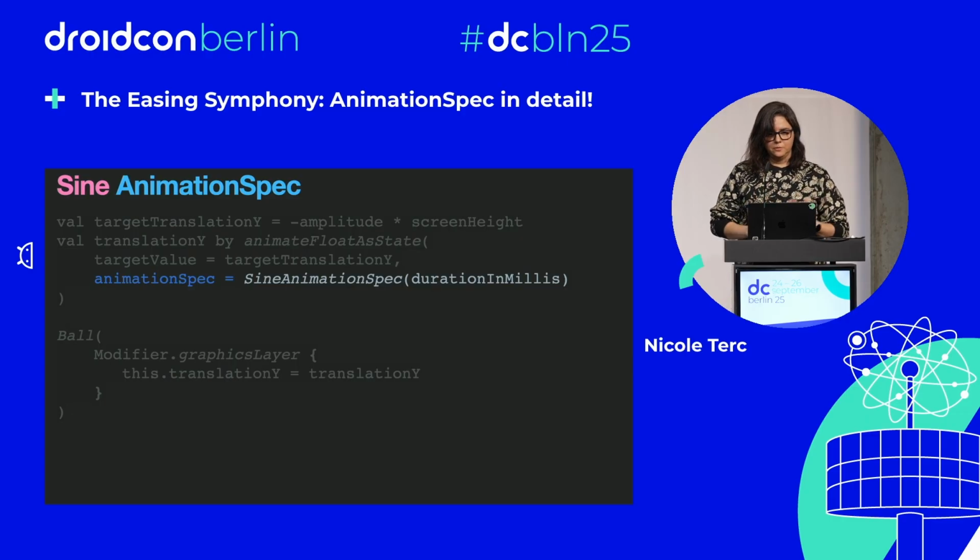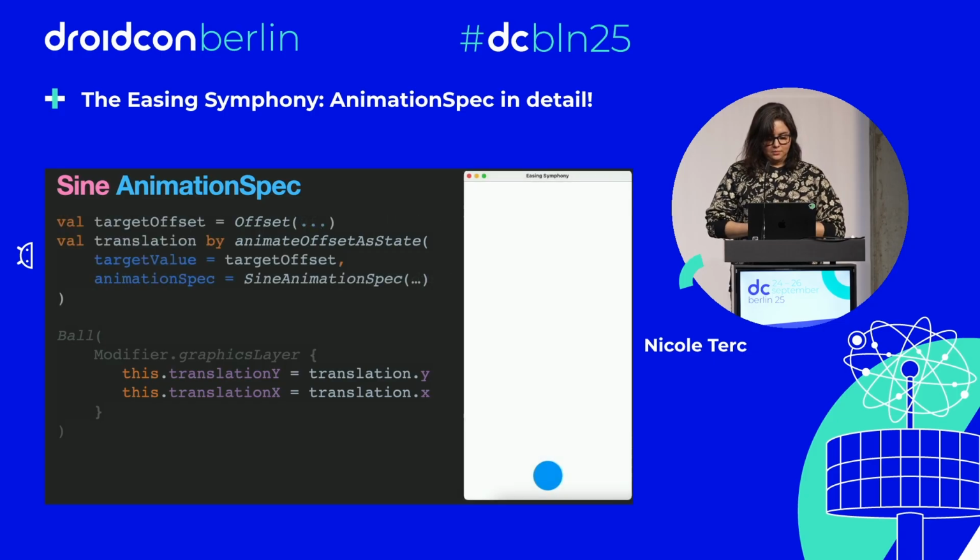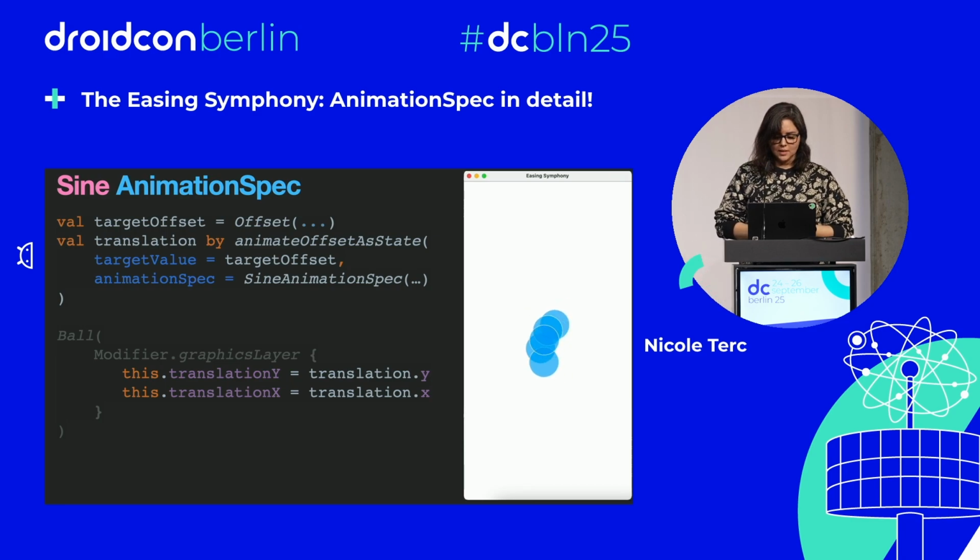Now there's a small difference here. Before we were using Float, which is a 1D vector basically. So in order to use my 2D one, we need to change the values and use Offset, which is basically a 2D property. Offset basically just contains X and Y, and it's a nice way to plot things on the screen. But that's it. Once we have this change, if we run it, we already have a sine animation spec. And that's it for this.